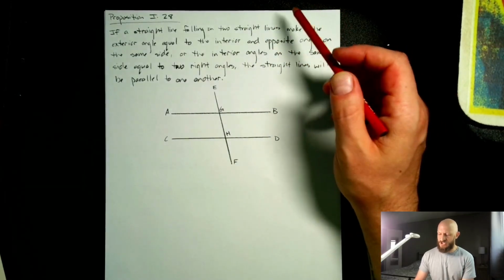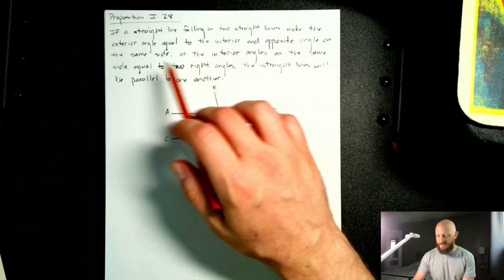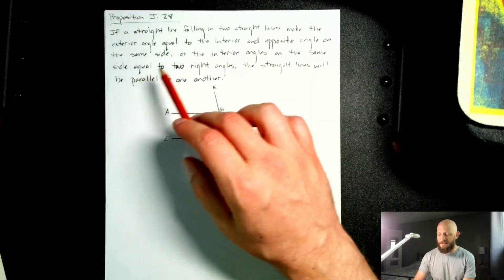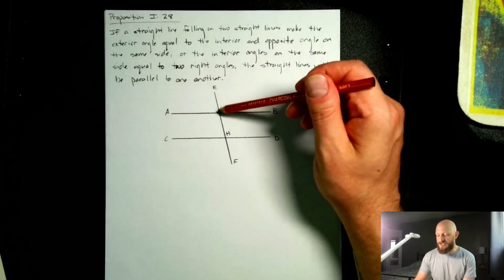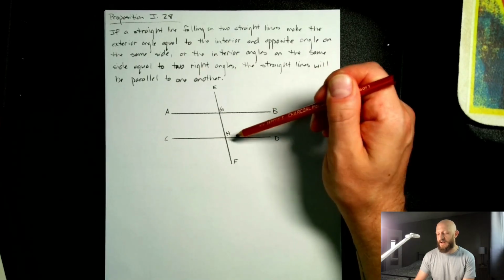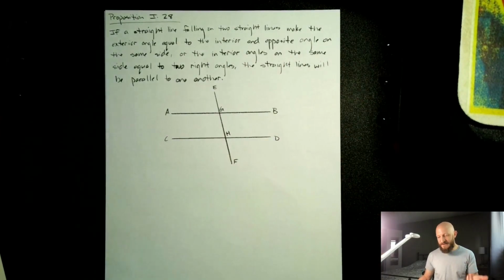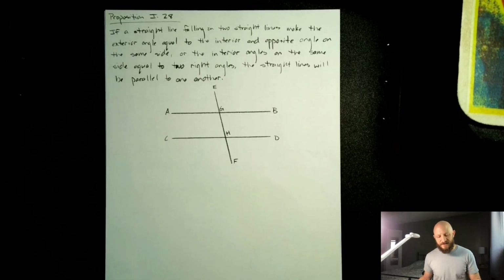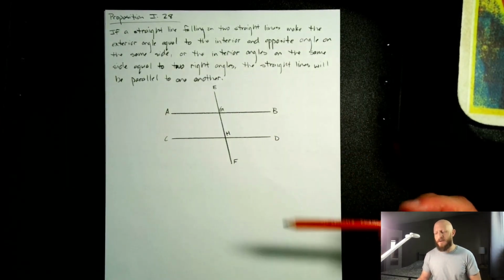The second condition that is stated is, let's see, what does it say? The interior angles on the same side are equal to two right angles. So if BGH plus GHD, if these two angles taken together are equal to two right angles, then again AB will be parallel to CD. That seems like two different conditions, and in Euclid's proof he treats them as two different conditions, but those are actually equivalent.